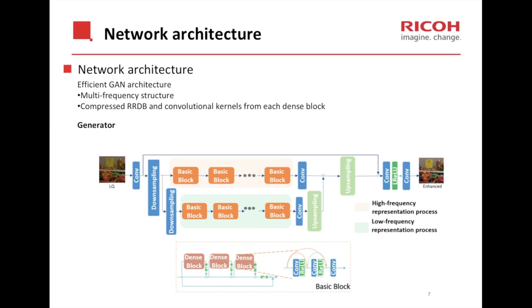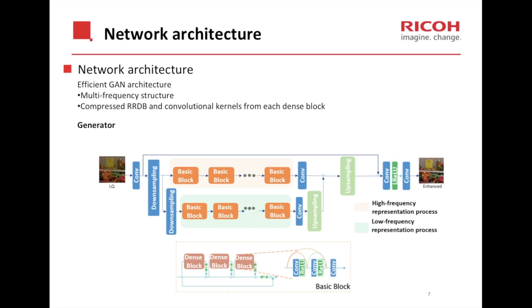In this work, we propose an efficient GAN architecture as our network. It adopts low and high frequency representation processes and a compressed residual-in-residual dense block, or RRDB, which is originally from ESRGAN, and convolutional kernels from each dense block. And this figure shows the generator of our proposed efficient network.